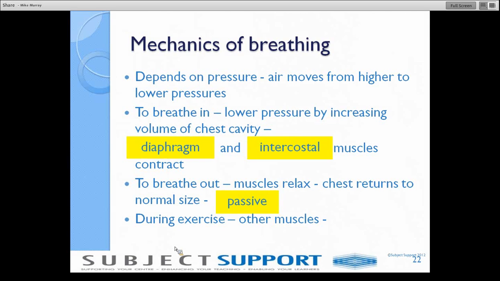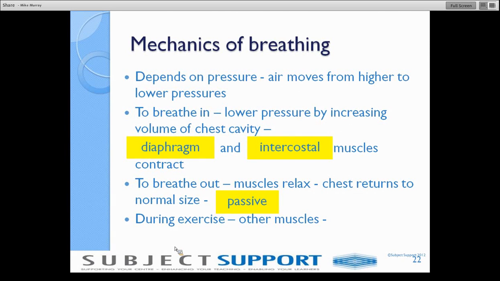The only other thing you might need to know in the exam is what happens when we're exercising, when we need to use other muscles to increase the volume of the chest cavity much quicker and make it much larger. And then we use other muscle groups such as, well, go on, name 2. Write down 2. 2 muscle groups that are used during exercise to increase the rate of increase in volume and the size of the increase in volume.